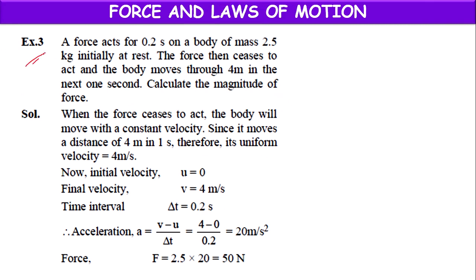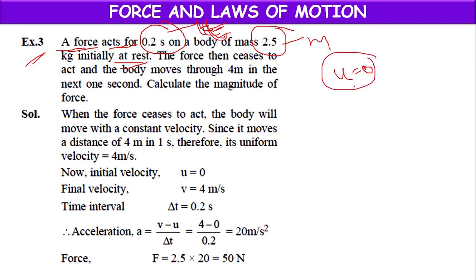Next, example 3. A force acts for 0.2 seconds. For how much time the force is acting: it is acting only for a very short time, which is 0.2 seconds, on a body of mass 2.5 kg, M value 2.5 kg, which is at rest. Means in the beginning it is at rest, so u value, the initial velocity, is 0. The force then ceases to act.